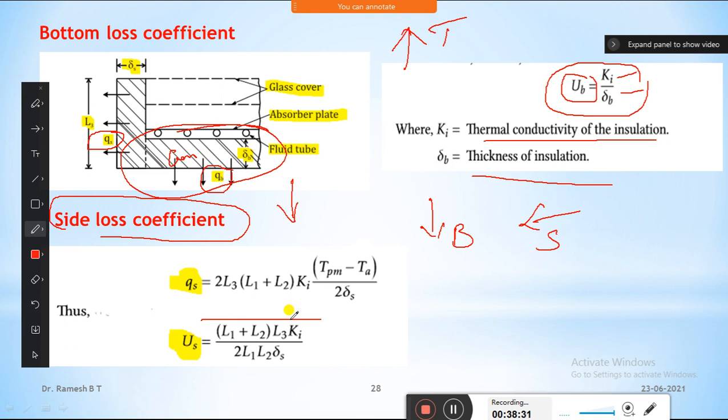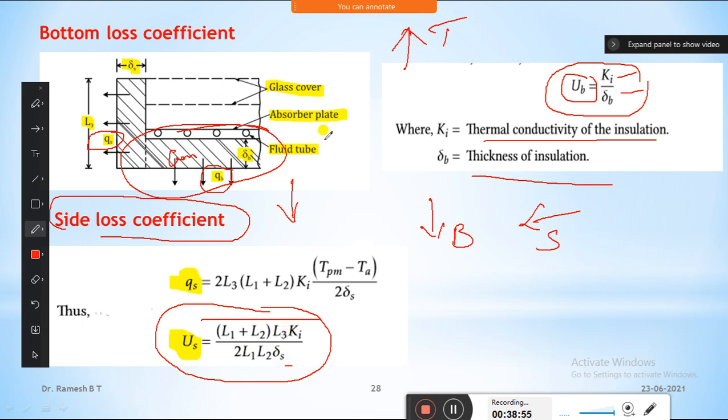Rho S is the side insulation thickness. And finally we can write this as US. US, the side coefficient, is equal to (L1 plus L2) into L3 Ki divided by 2 L1 L2 rho S. So rho S is the side insulation thickness, and Ki is the thermal conductivity of that side wall.